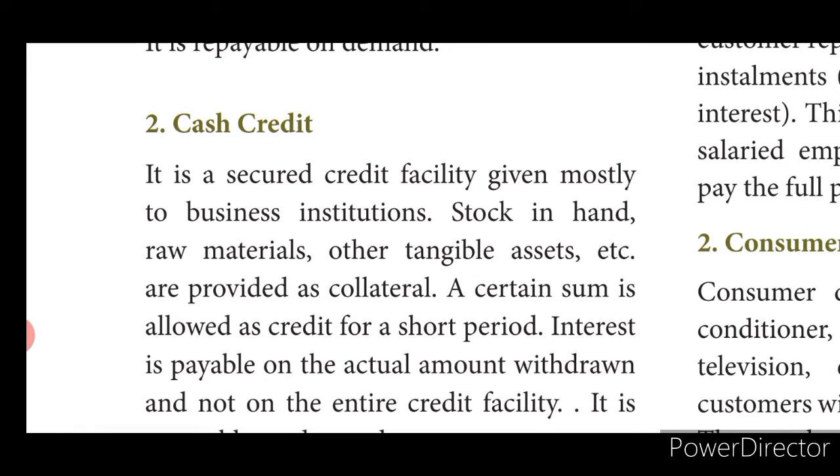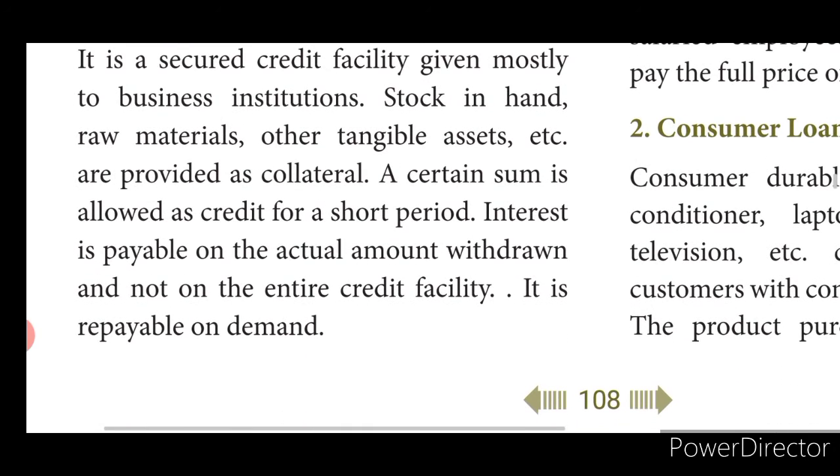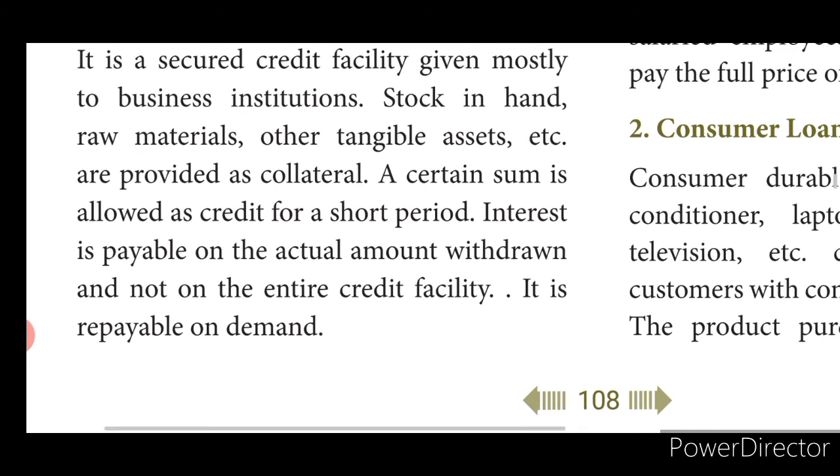What is cash credit? It is a secured credit facility given mostly to business institutions. Stock in hand, raw materials, other tangible assets, etc. are provided as collateral. So a certain sum is allowed as a credit for a short period, and interest is payable on the actual amount withdrawn and not on the entire credit facility. It is repayable on demand.